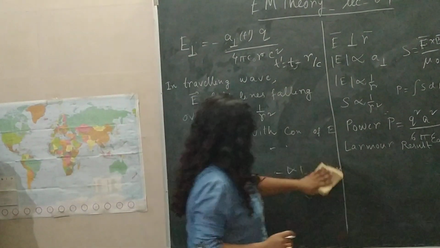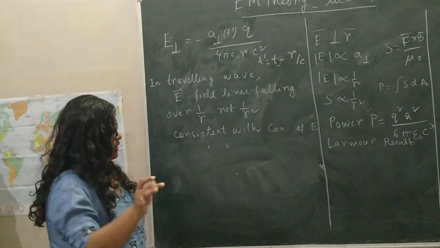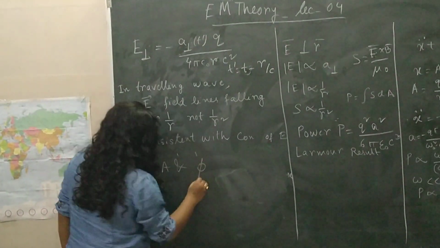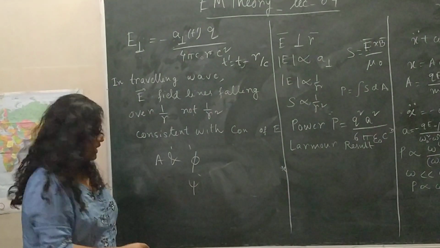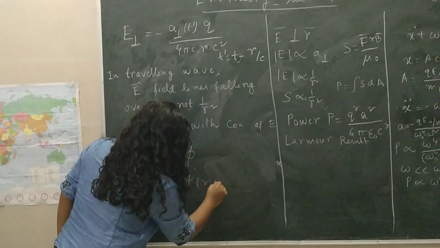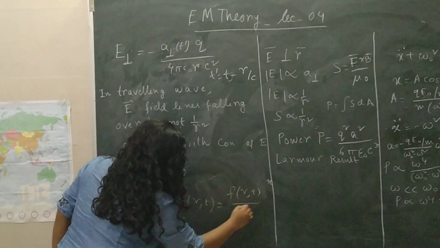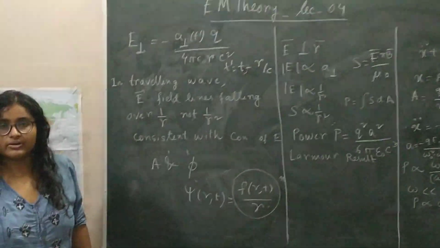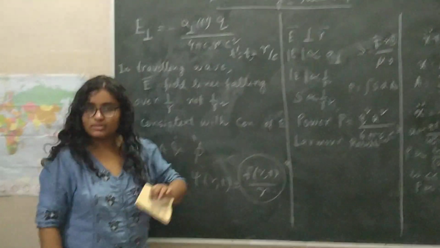Now let us go back to this solution. Whenever we find the potentials A and phi, we get the retarded potentials, and we take the solution as psi of r comma t equals a function of r comma t divided by r, which will be a solution of the wave equation with a source term. Now what does it represent?